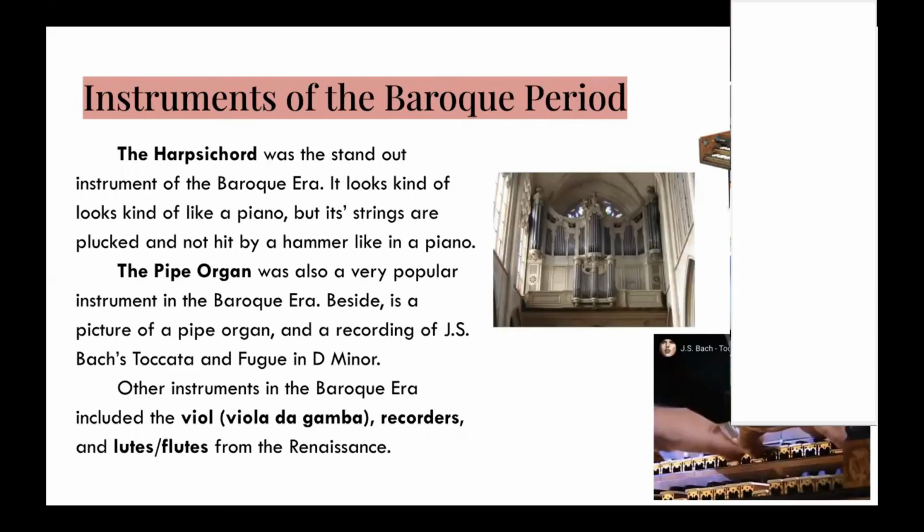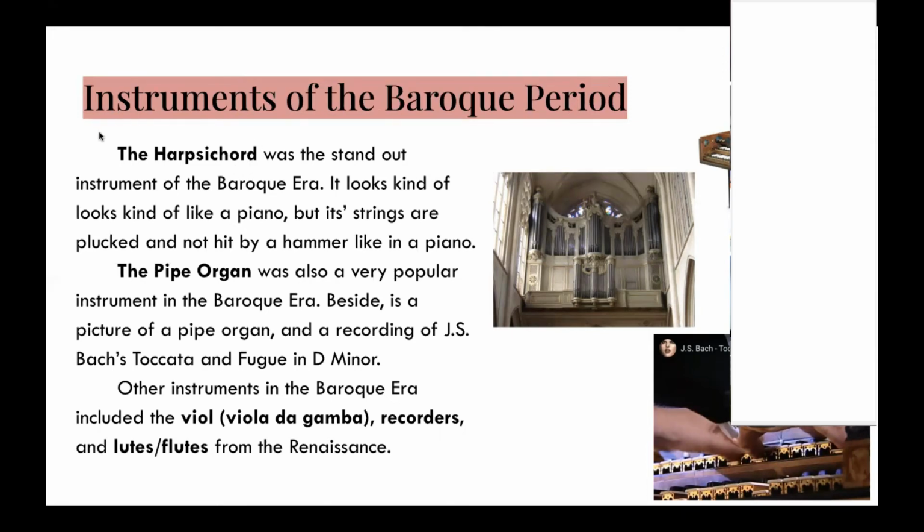Okay, so these are some instruments of the Baroque period. They're very interesting. So first is the harpsichord. It's kind of like the standout instrument of the Baroque era. It kind of looks like a piano, but the strings are plucked instead of being hit by a hammer like in a piano. And you'll see in a moment why the harpsichord is pretty important to the Baroque era.